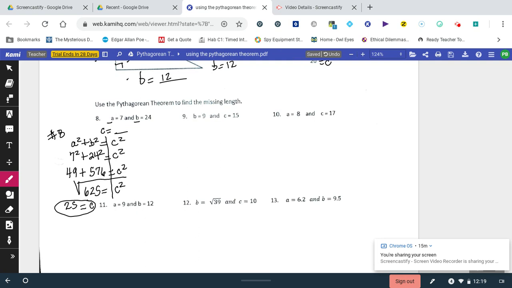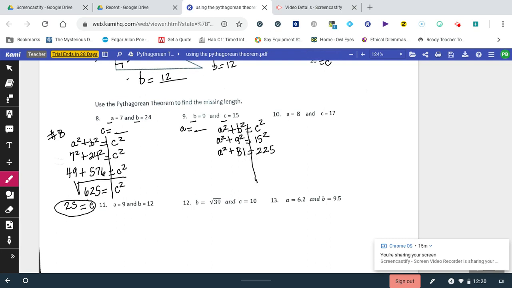All right, if you look at number 9, you have a B and a C, so we're missing an A, which is a leg. All right, so I'm going to take A squared plus B squared equals C squared and just substitute my numbers. A, I don't know. B, I know is 9, so that's 9 squared. C is 15, so that's 15 squared. So you have A squared plus 81 equals 225.